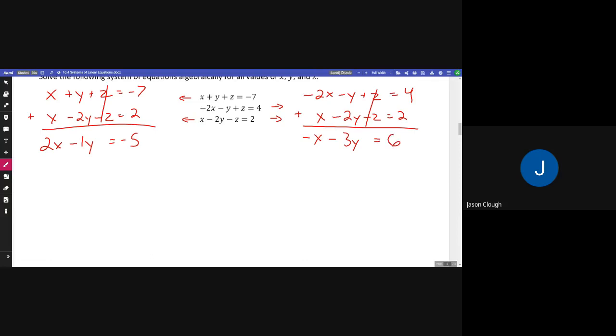From here, I can move on to the second step, or third step actually. I have 2x minus y equals -5 and -x minus 3y equals 6. In order to cancel out a term, I'm going to have to multiply the second row by 2. So this becomes 2x. The 3y becomes a 6y. And the 6 becomes a 12.